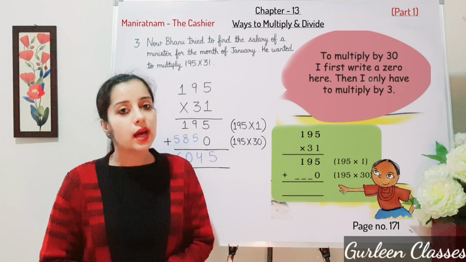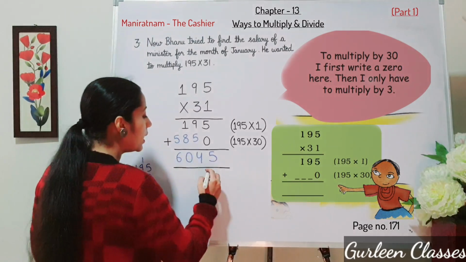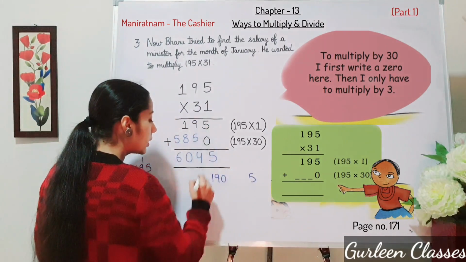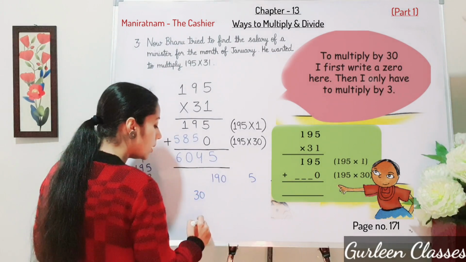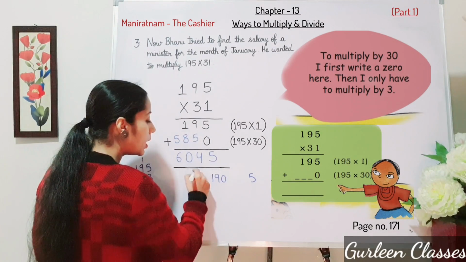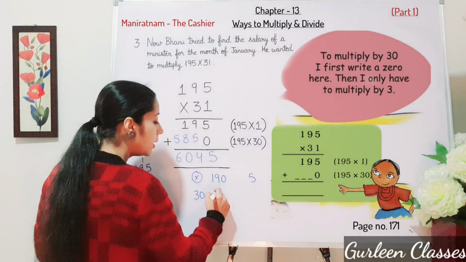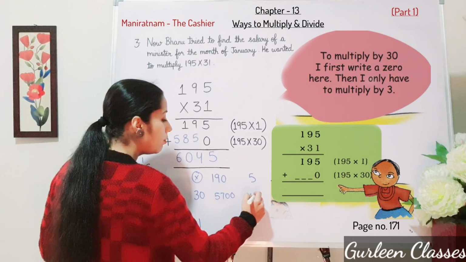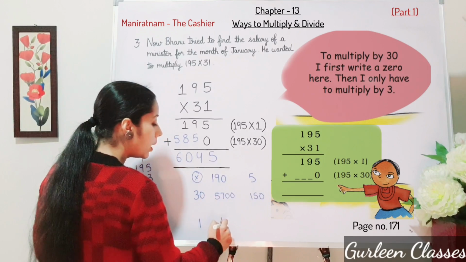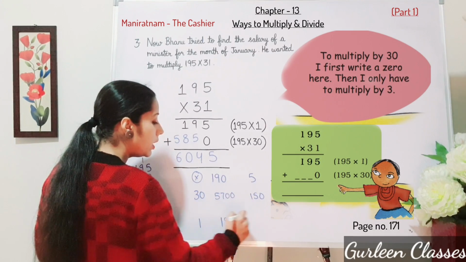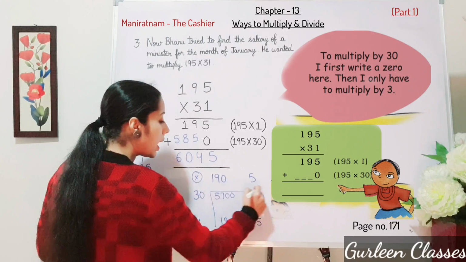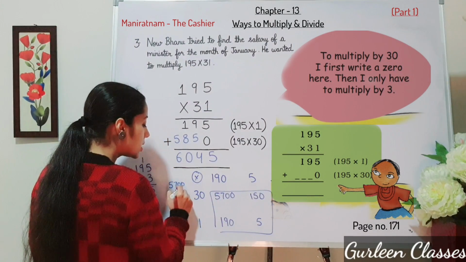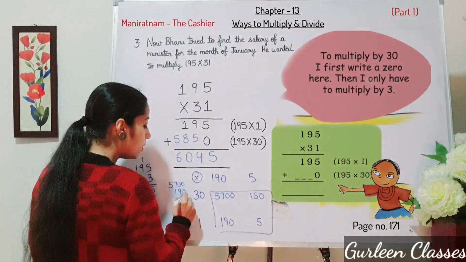So if Maniratnam has to calculate this, let us see his method, how he would have done it. So first break 195, that is 190 plus 5. Then break 31, 30 plus 1. Now multiply. You have to multiply 30 into 190, that is 5700. 5 into 30, 150. 190 into 1, 190. 5 into 1, 5. Now we will add these numbers. So let us add here 5700 plus 190 plus 155.